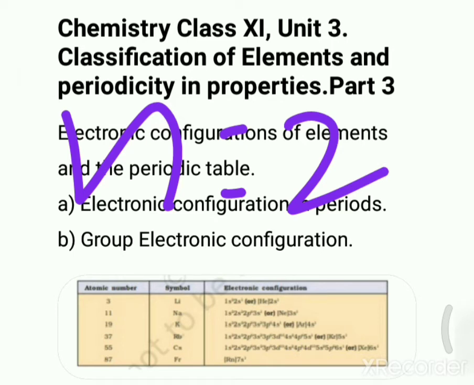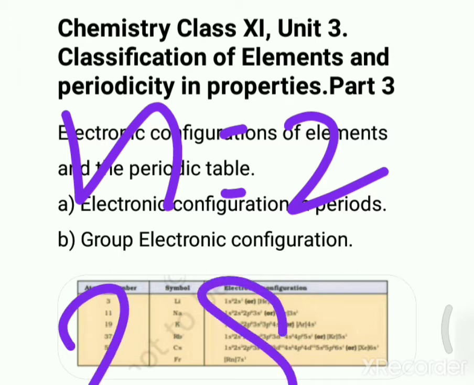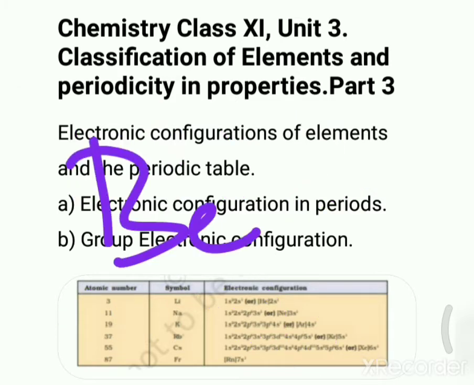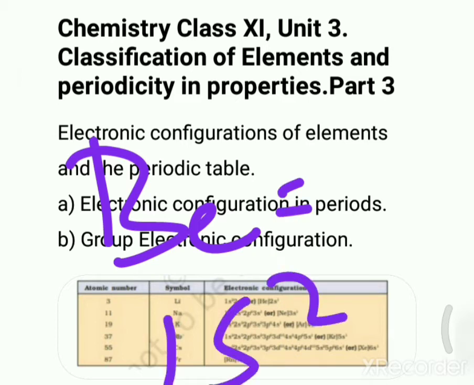The second period starts with lithium, and the third electron enters the 2s orbital. The next element, beryllium, has 4 electrons and the electronic configuration 1s2 2s2. So beryllium electronic configuration is 1s2 2s2.